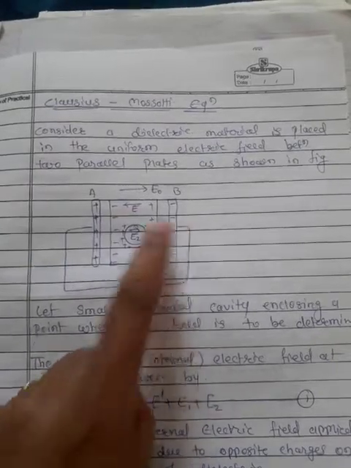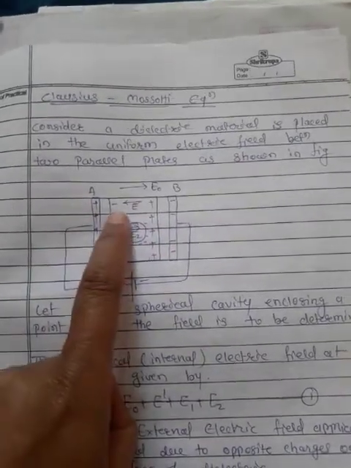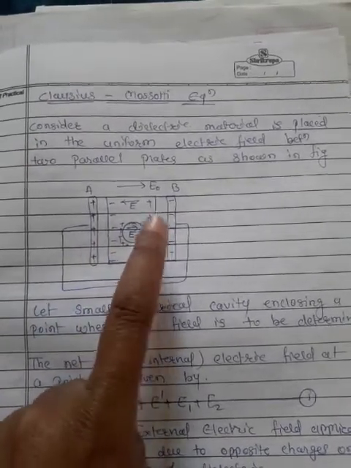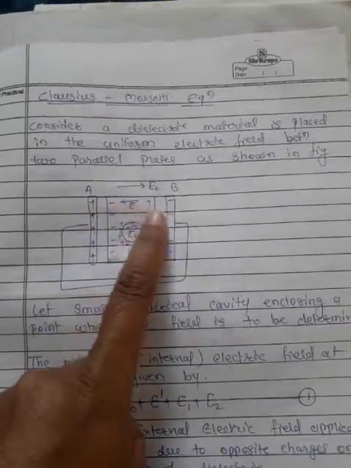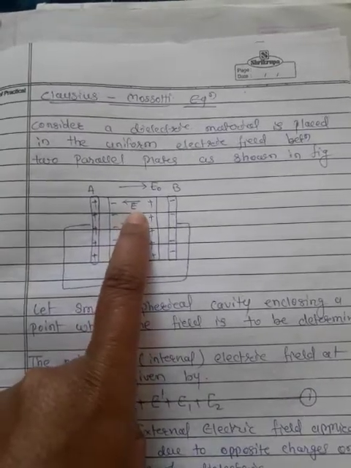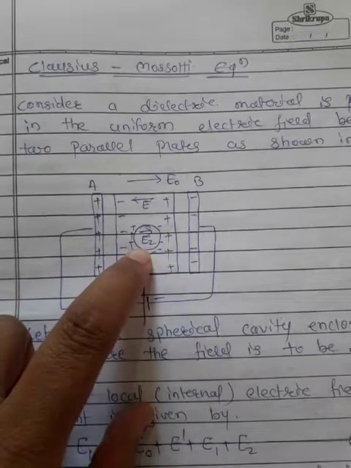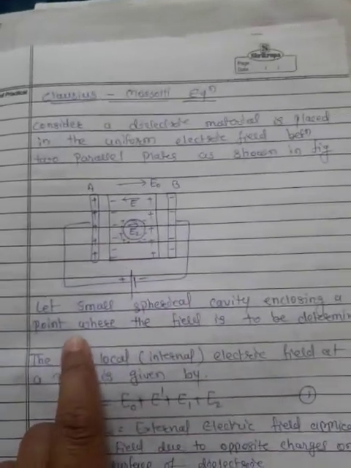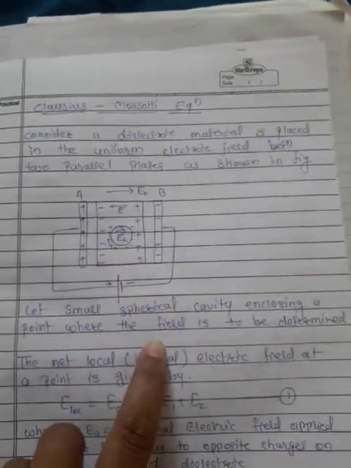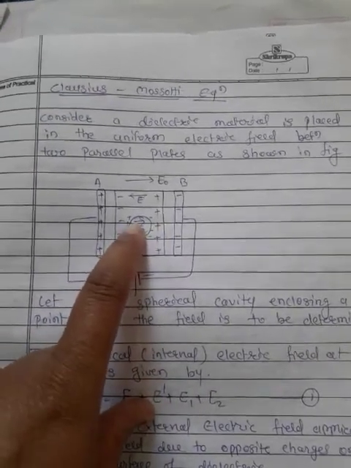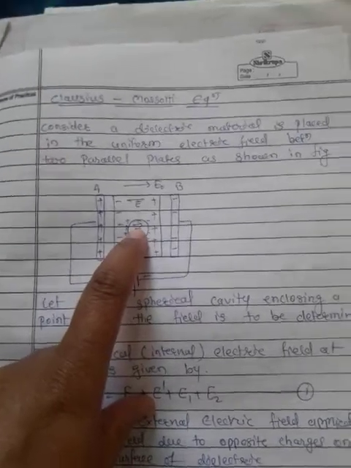Due to the application of the electric field, there is a separation of charges at the two ends of the slab. Therefore, they also form an internal electric field, denoted by E dash. Here we consider a small spherical cavity enclosing the point where the field is to be determined.